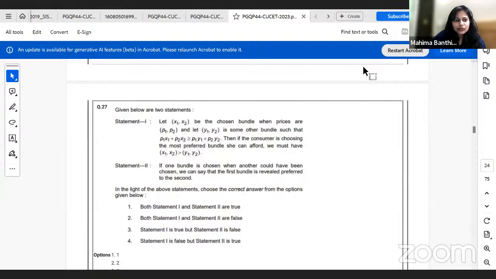This is a micro question. Did Sir not look at the micro questions? We were supposed to do the macro questions with me. I can try and solve 27 also though.